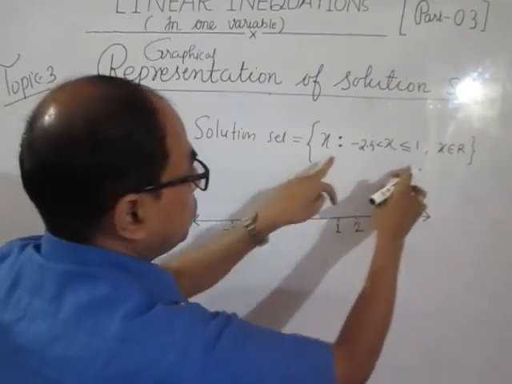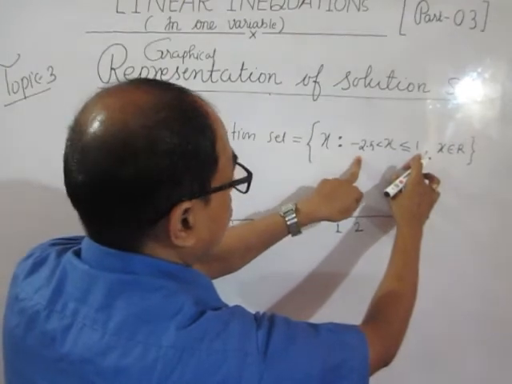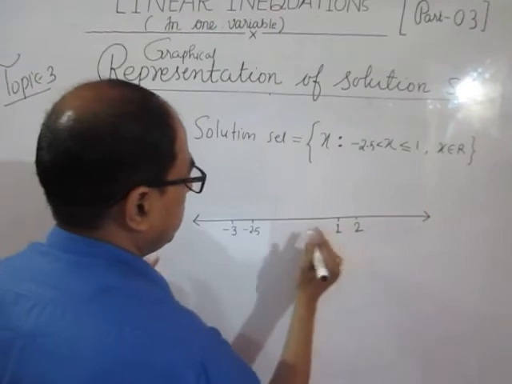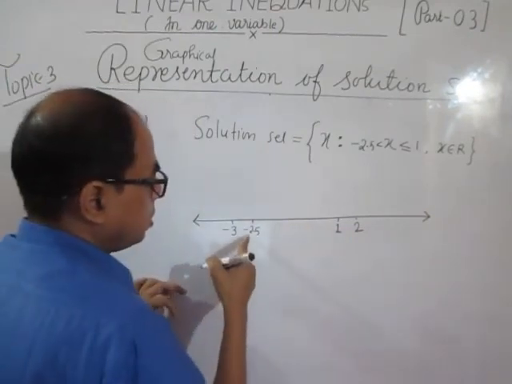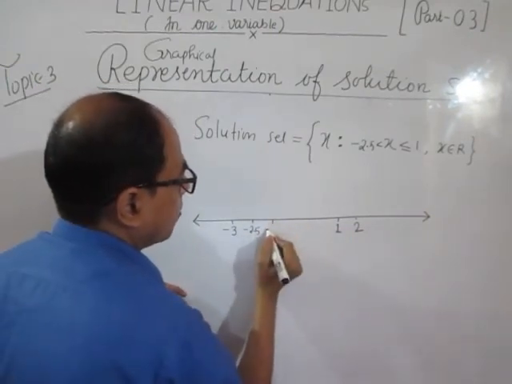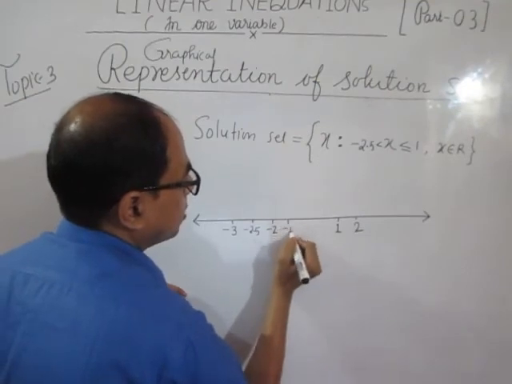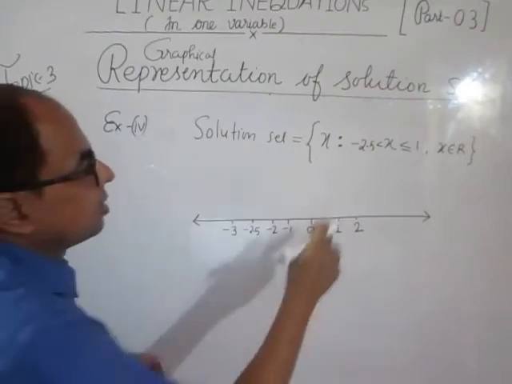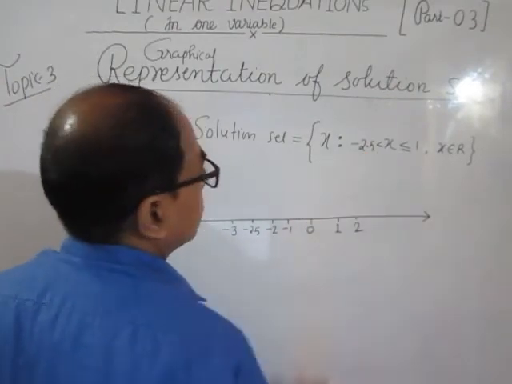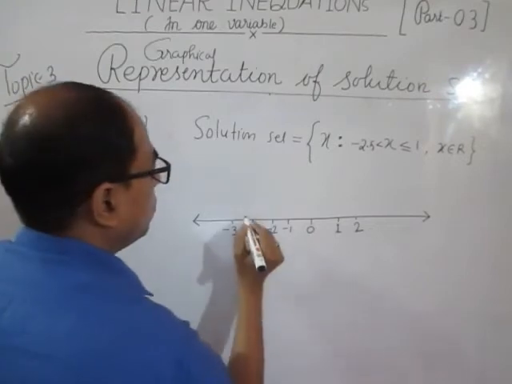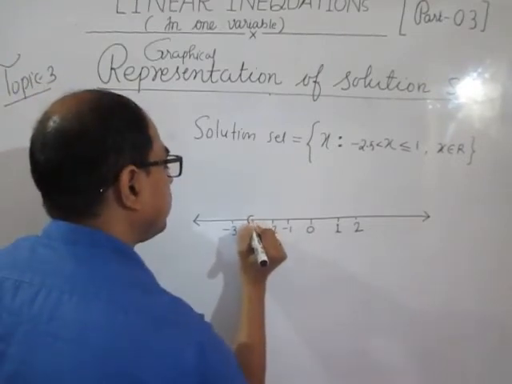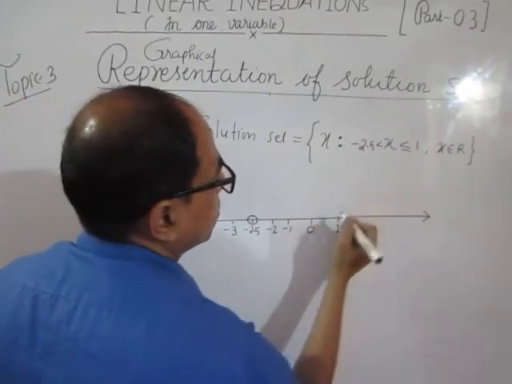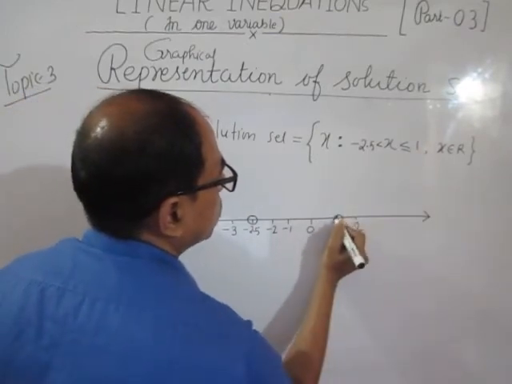Now because two end points are given, so we have to write all the integer between these 2 points. So the integer which is just greater than minus 2.5 is minus 2. Then you will write minus 1. Then you will write 0. Now after that, minus 2.5 is open point. So for open point we can use ring, empty ring. And for one is closed point. So for closed point we will use solid ring.